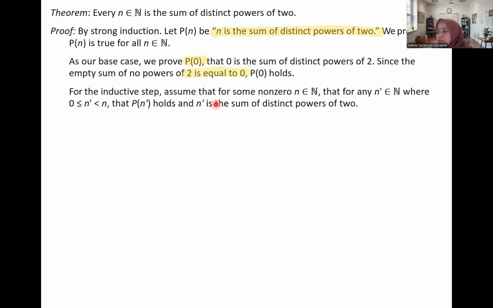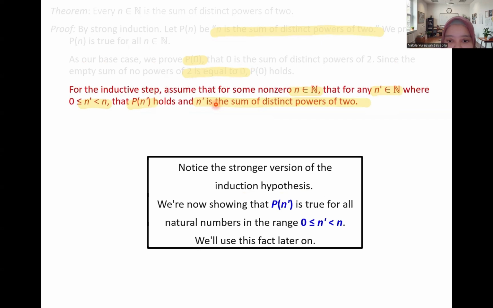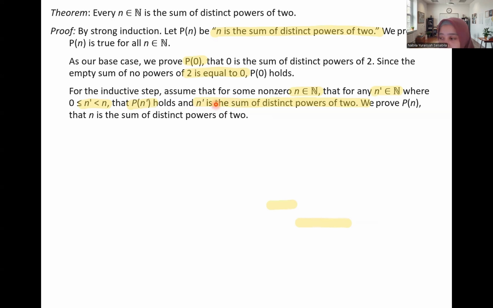So for the inductive step, assume for some non-zero n, an element of the natural numbers, that for any n prime less than n, P n prime holds, and n prime is the sum of distinct powers of 2. So instead of showing n plus 1, we show that P n prime, okay?